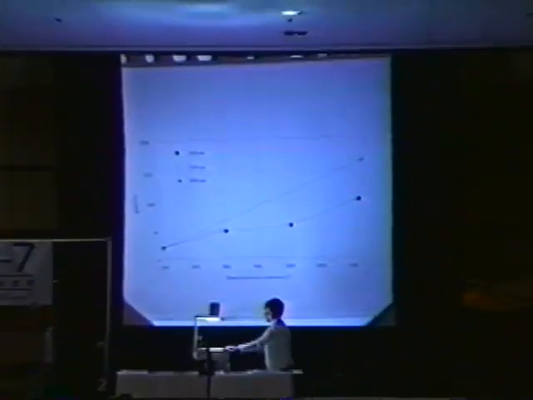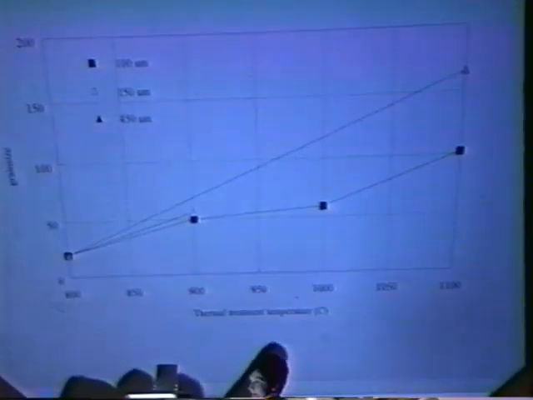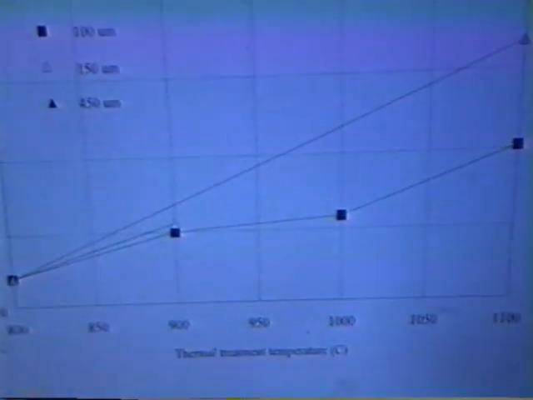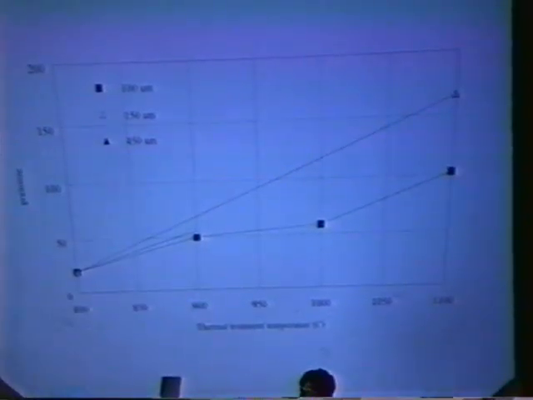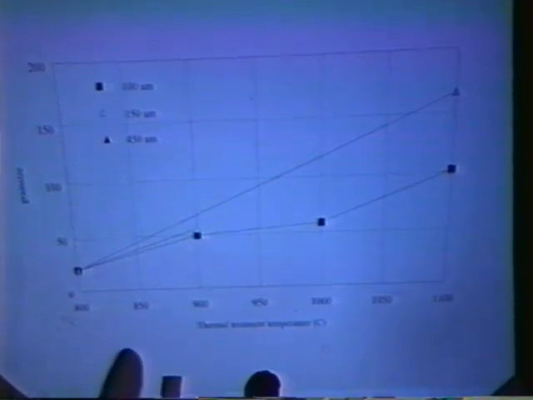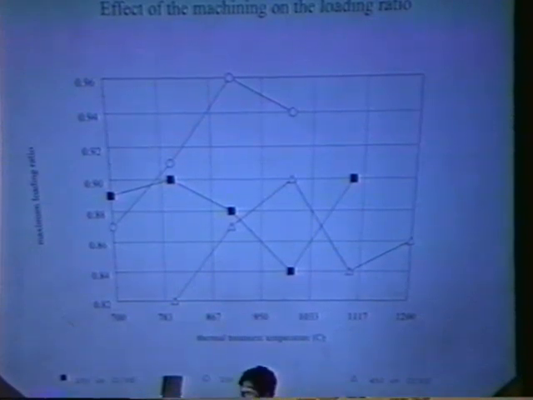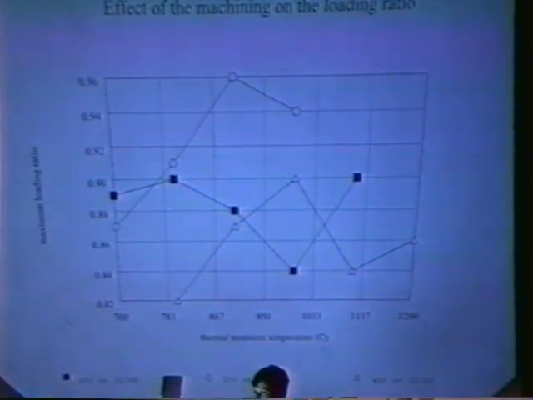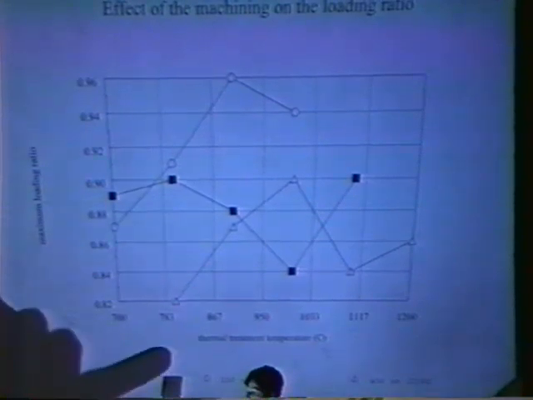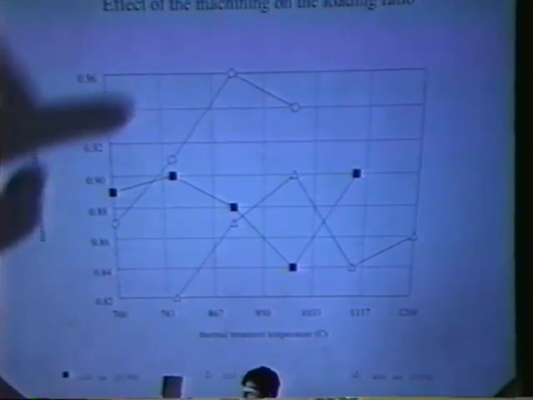And this means that the grain size is related to thermal treatment temperature through a linear relation, but with different slopes. And the slope depends on the hardness of the material that you induce with the mechanical machining. So the effect of machining on loading ratio lets us correlate the maximum loading ratio achievable with each sample to the grain size. And we obtain the maximum.